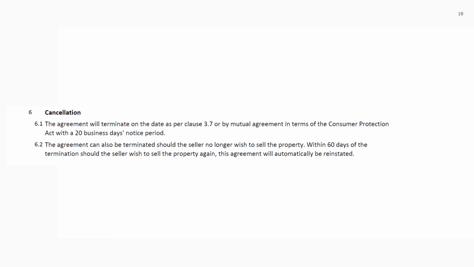Many times sellers decide to take the property off the market and within that period decide to put it back onto the market. This clause allows that you as a seller don't need to sign a new contract should you wish to reinstate your property on the market. If you wish to reinstate it but not include our agency as the option of marketing your property, you can just request that this agreement is not automatically reinstated.